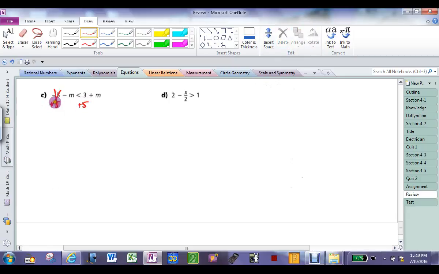Now the numbers are gone from this side, so I've got to get the letters over here, right? So -m, -2m is less than 8, yeah? Divide by -2, m is greater than 4. And it's the same number, same exact graph. Right? It's just the letter is first now, so it's easier to draw.